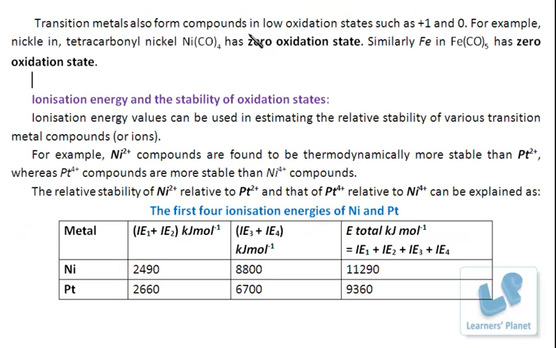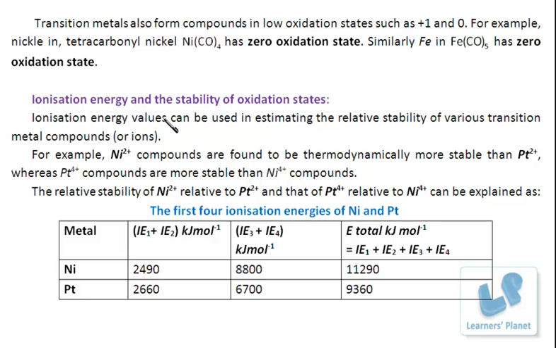Transition metals also form compounds in low oxidation states such as +1 and 0. For example, nickel in tetracarbonyl nickel has 0 oxidation state. Likewise, iron in pentacarbonyl iron has 0 oxidation state.